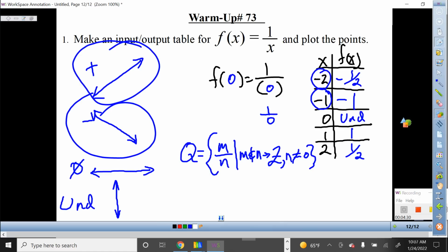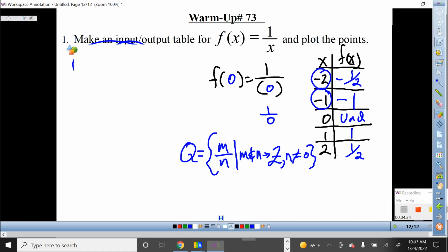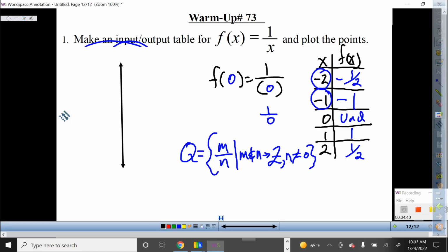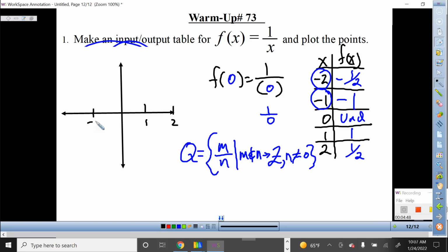Alright, so let's graph that. Here we go. Make our coordinate plane over here. And we're going to space it out. We got 1, 2, negative 1, negative 2, negative 1, negative 2, 1, 2.